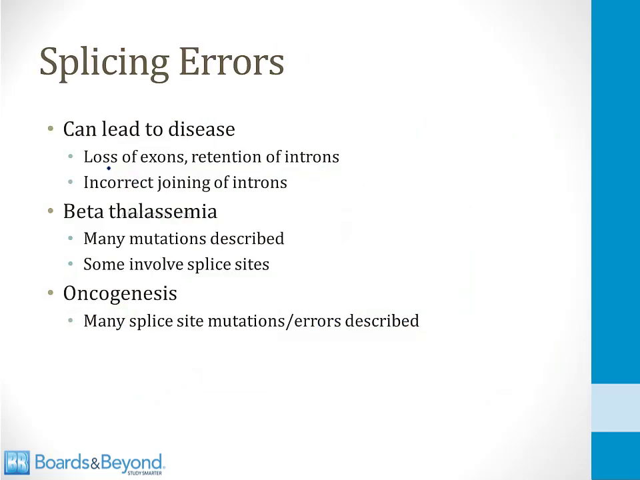Splicing errors have been described in some disease states. A mutation can lead to a loss of an exon, a retention of an intron that should be cut out, or incorrect joining of introns instead of cutting them out. In beta thalassemia, there are a number of genetic mutations that have been described, and some of them involve the splice sites. And in certain cancers, many splice site mutations and other errors have been described.